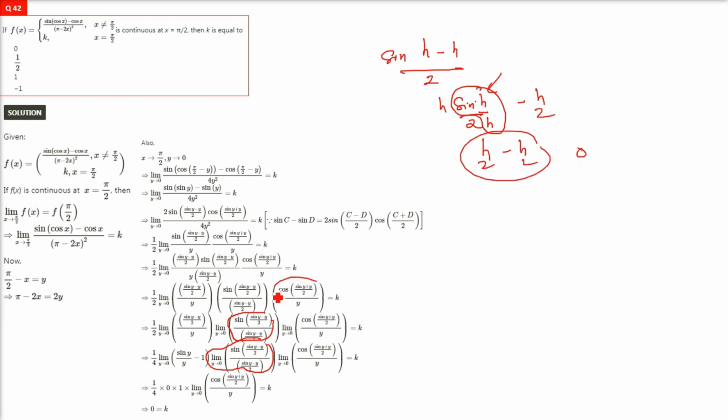So you don't have to worry about anything here. Because one term is 0, every term will be 0. The cos term, cos y plus sin h by 2, is not going to be 0, because if you put 0 inside, cos 0 is already 1. So only this term we have to look at, and this has given you 0. So k is equal to 0, because you have to equate it to k when x is equal to pi by 2. So f of pi by 2 is k, which is 0.